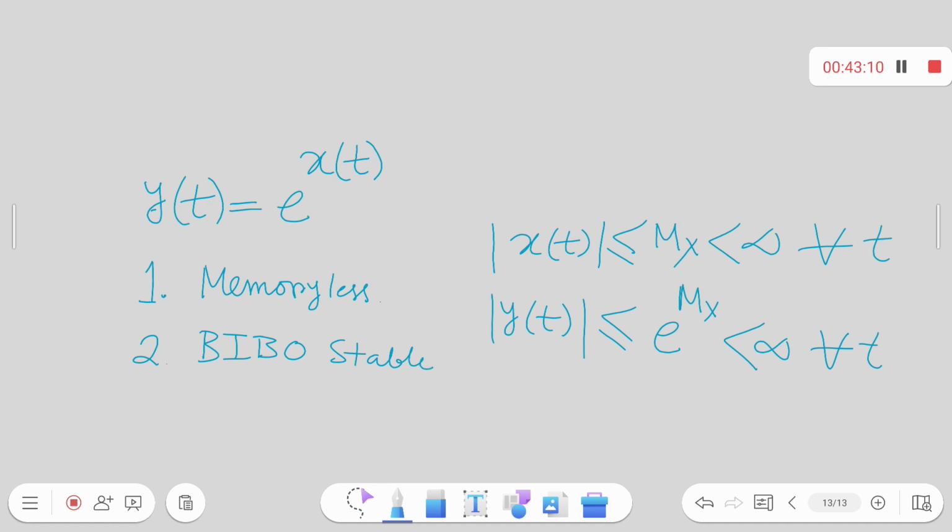What is the third property? What was the third property? Can you remember? Time invariant. Is it a time invariant system? Yes, it's time invariant, or shift invariant.